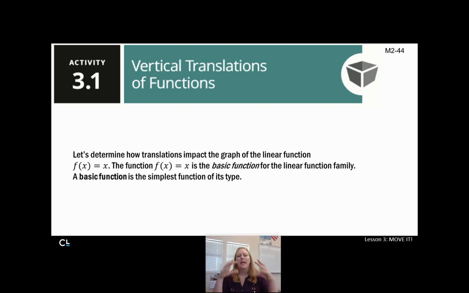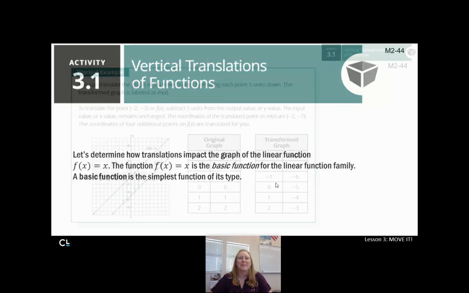So let's determine how translations, that shifting up and down, impact the graph of the linear function f of x equals x. This function, f of x equals x, is the basic function of the linear function family. And we call it a basic function because a basic function is just the simplest function of its type. So the simplest linear function is x, right? So f of x equals x is the simplest linear function around. So we refer to it as the basic function for our linear guys. It's just how it works.